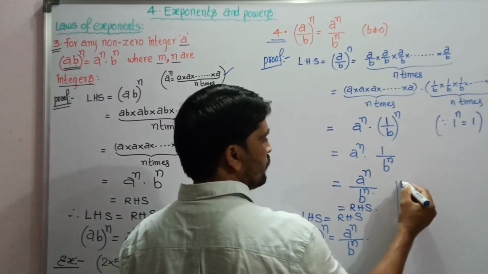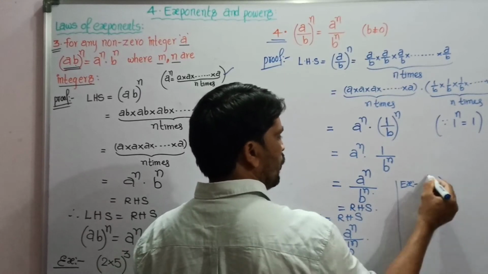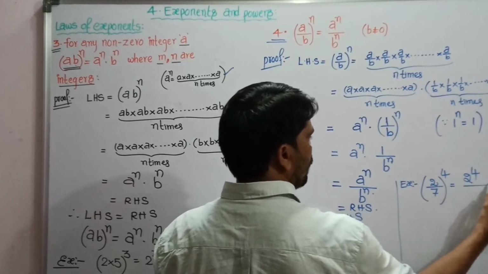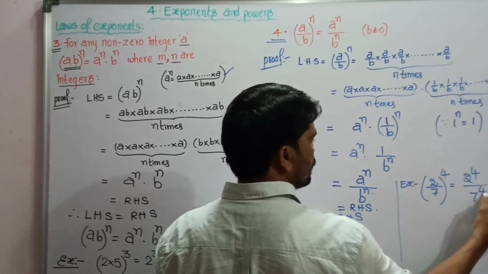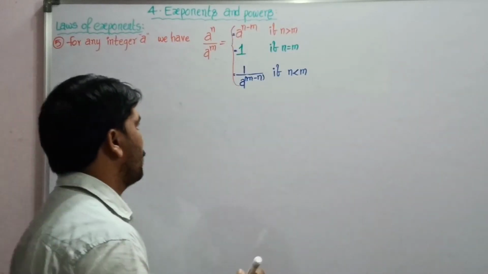Let us see an example: (2/7)^4 equals 2 raised to the power 4 over 7 raised to the power 4.